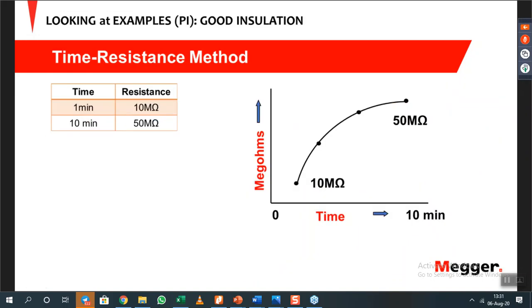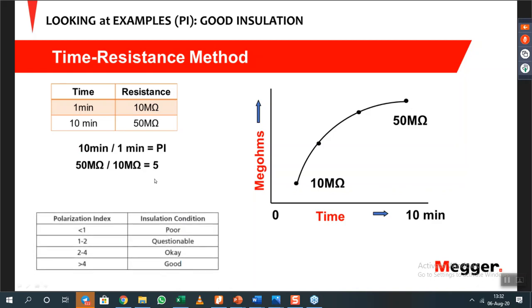Okay. So looking at the example here, let's take a look at the polarization index of a good insulation. In my example, I got 10 megaohm at the 1-minute value. And after 10 minutes, I got 50 megaohm. So meaning my resistance increased. According to PI, that is 10 minutes over 1 minute, then I have a ratio of 5. When I refer to the table, that means my insulation is above 4. If you get above 4, then that means your insulation is good.